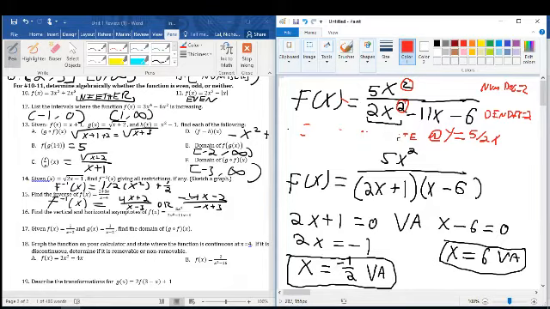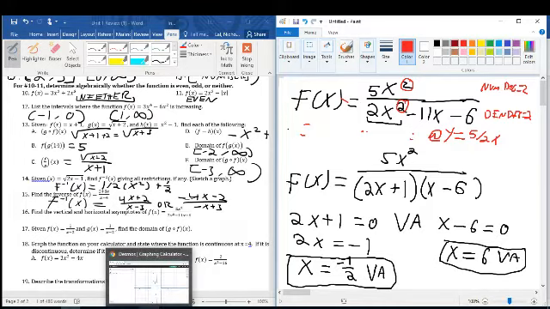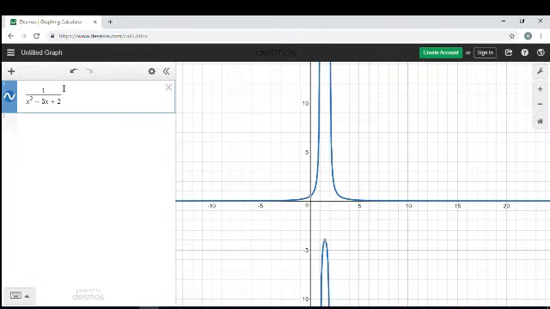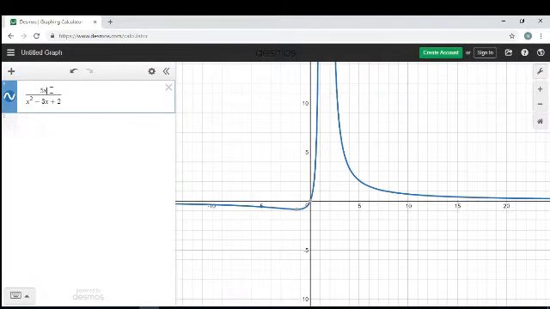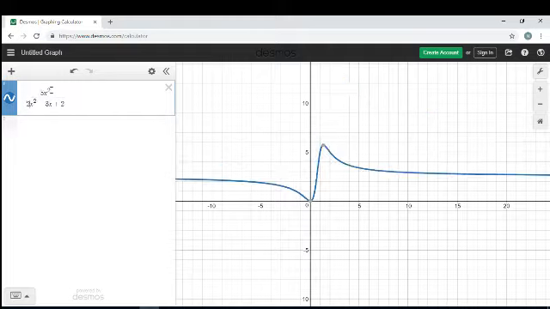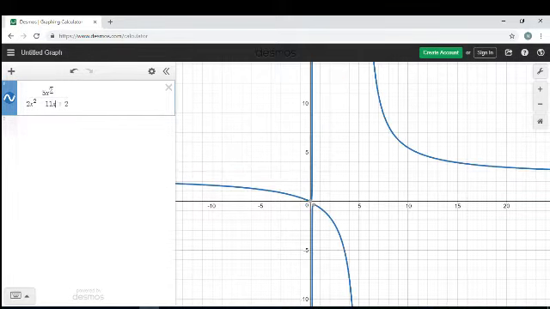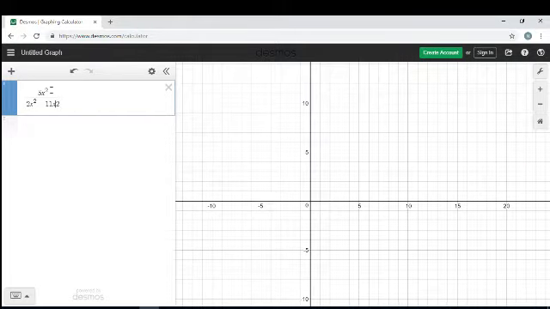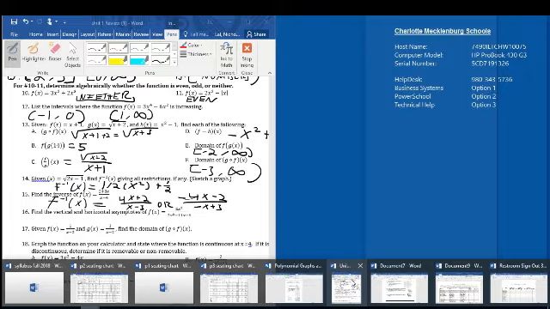So actually, I might not use that terminology. I'll bring out Desmos just to show you what I mean. So we'll have 5x squared over 2x squared minus 11x minus 6.